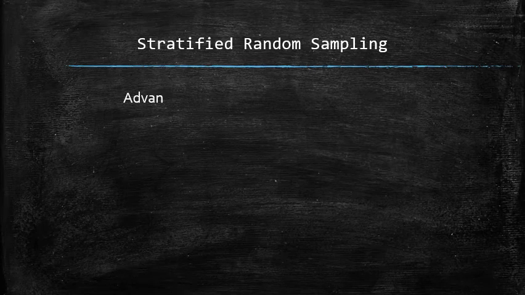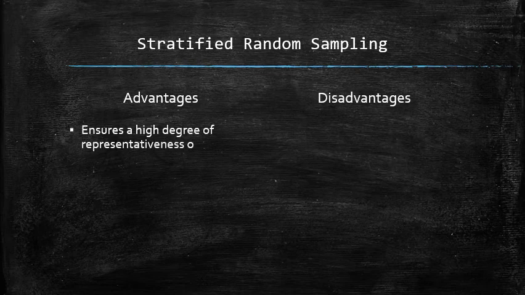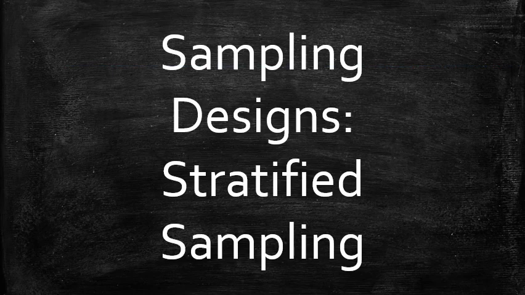There are advantages and disadvantages for every procedure. The main advantage of the stratified random sampling is that the procedure ensures a high degree of representativeness of all the strata or layers in the population. But on the other hand, it is time-consuming and tedious. We discussed the stratified random sampling, the procedure itself, the example, and its main advantage and disadvantage.